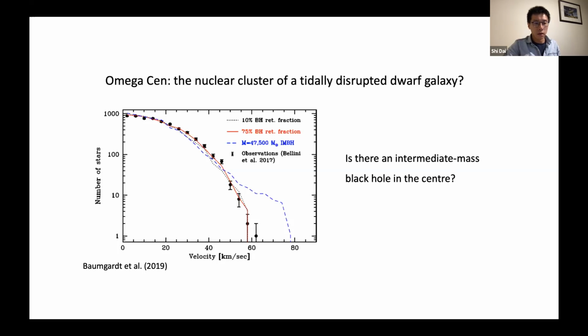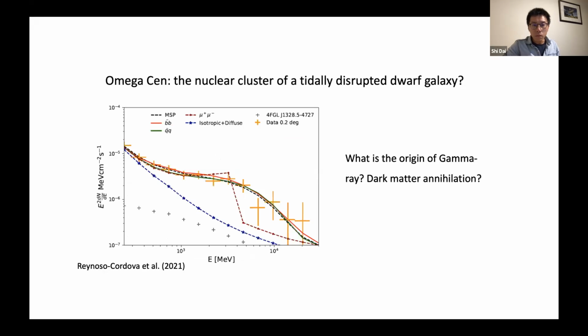But recent studies show that it's probably unlikely that we have a very massive intermediate mass black hole in the center of Omega Cen. But I think whether we can have a less massive, for example, a few hundred solar mass, a few thousand solar mass black hole in the center of Omega Cen is still an open question.